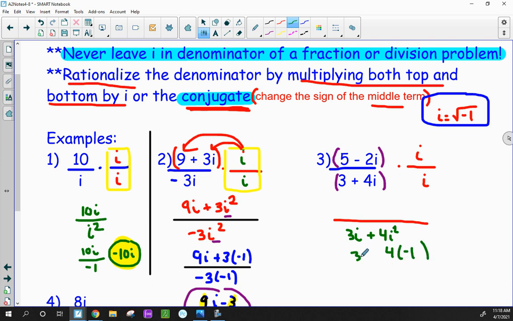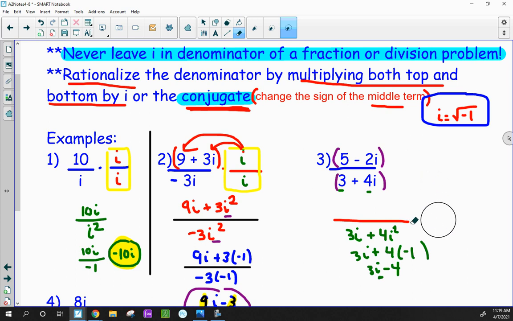Just quickly showing you how I'm thinking about it. And this 3i is just going to stay 3i. And so essentially this is going to be 3i minus 4. And the problem is I still have an i underneath the division bar. So me multiplying by i over i, which did work in number 1 and 2, does not work when there's two terms on the bottom. Okay, so that plan didn't work. So I'm going to erase everything here.